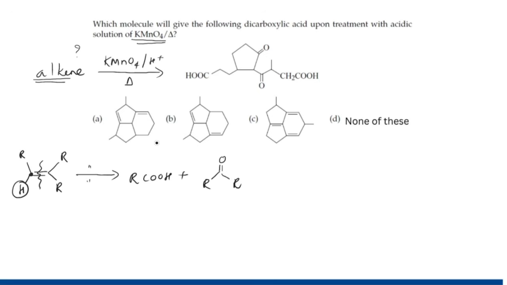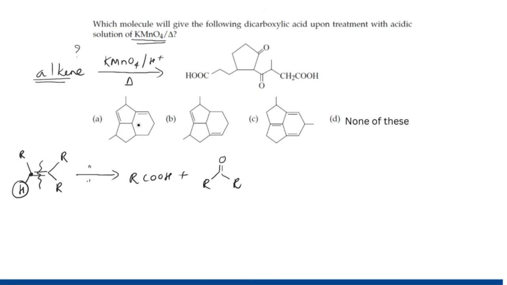So you have to identify which of the given alkenes will undergo this kind of reaction to form the given dicarboxylic acid. You can see there is a diketone also. From the options, you can make out that the molecule is tricyclic. So you should end up with a tricyclic molecule.